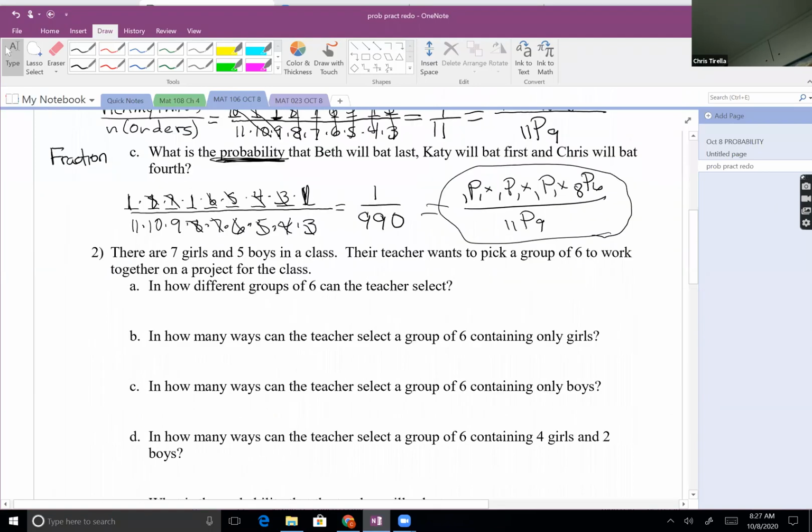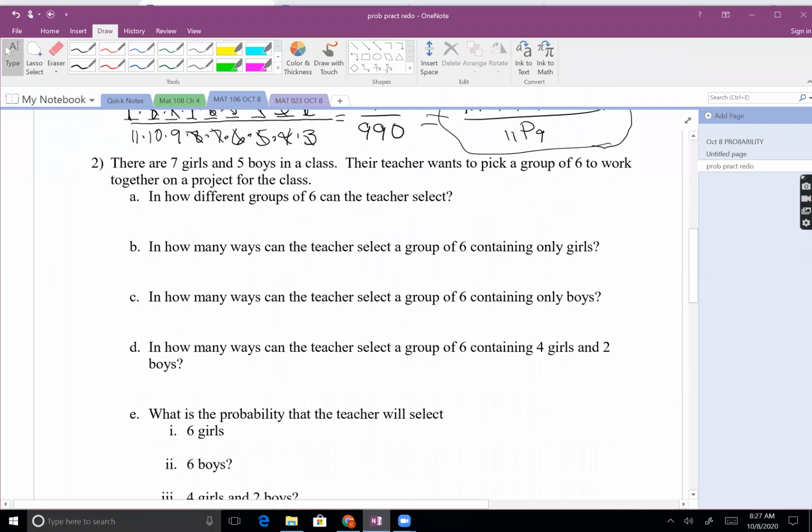Should we look at question number 2? Question number 2 says there are 7 girls and 5 boys in a class. The teacher wants to pick a group of 6 to work together on a project for the class. Okay, if I'm picking a group, even from class today, if I were to try to pick a group of students to work together on a problem or a project, would the order matter? If I'm picking a group of people, would you working with me be different than me working with you? No. So order does not matter.